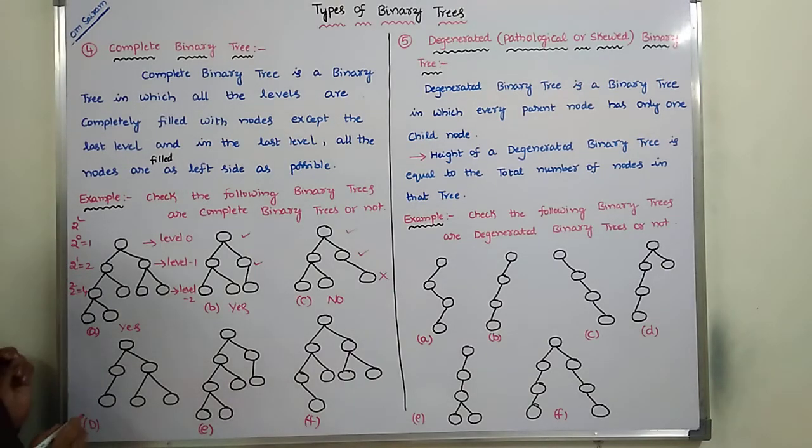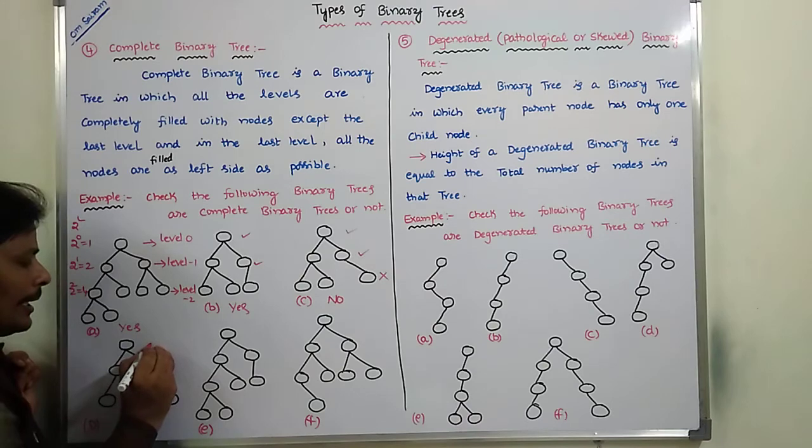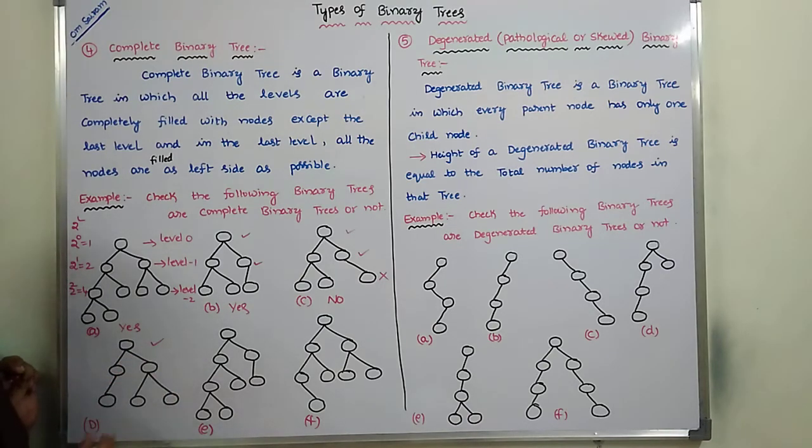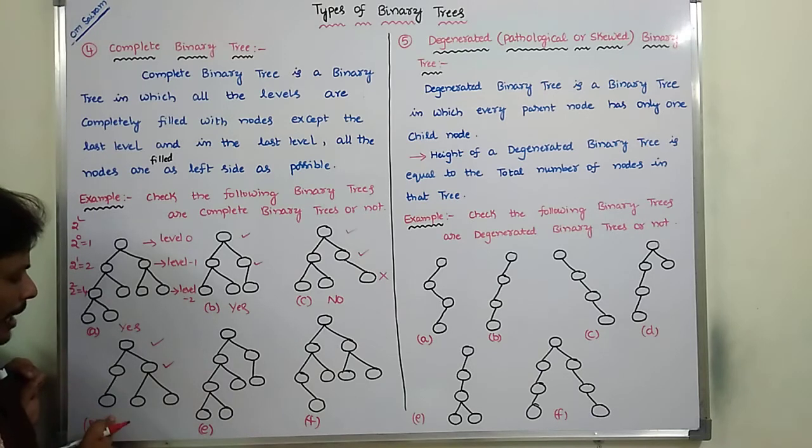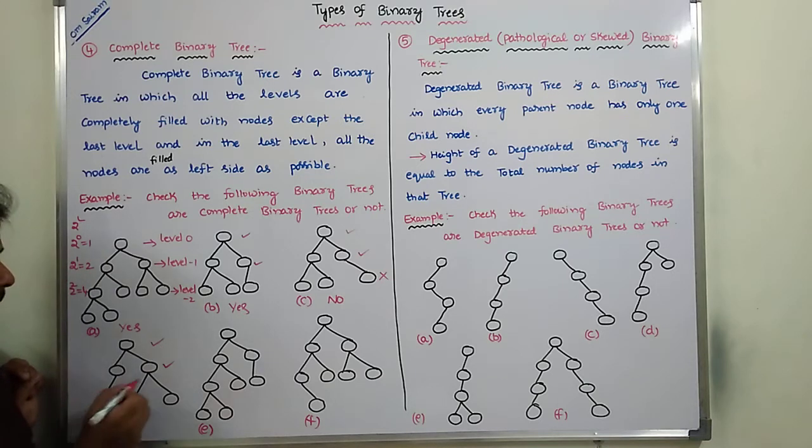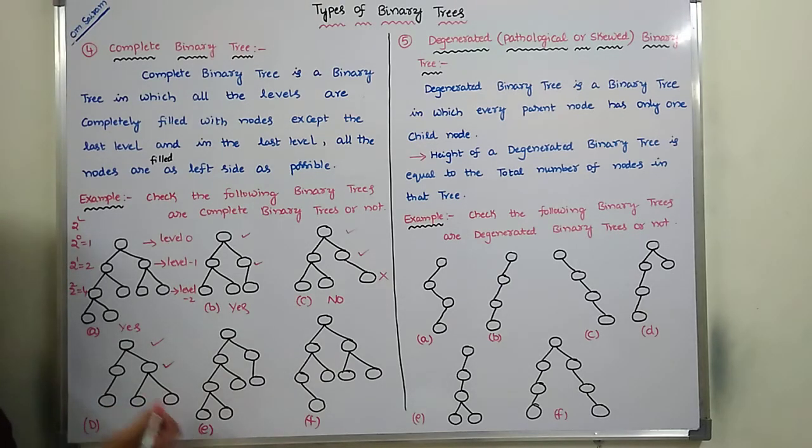Next one. Consider this one. In the first level, it is filled with one node. In the next level, it is filled with 2 power 1, two nodes. So this is the last level. In the last level, for this node the right child is not filled, but for this node, left and right children are filled. So the nodes are not filled as far left as possible, since the right child of this node is not filled while the next node has both children. So it is not a complete binary tree.